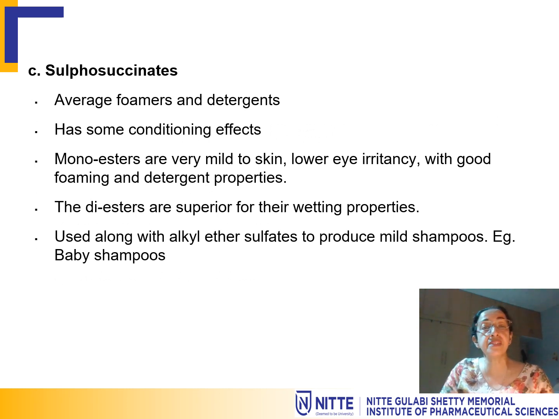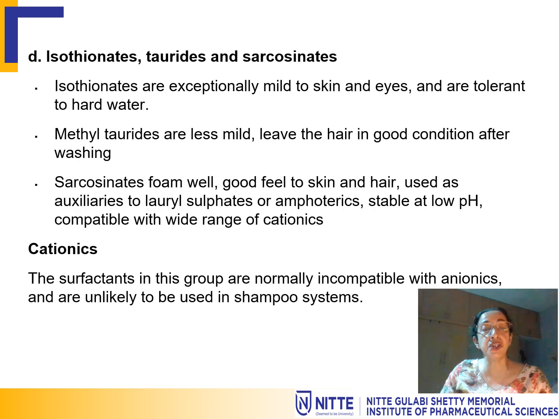Another class of anionics are the sulfosuccinates. These are considered to be average foamers and detergents when compared to the alkyl sulfates. They also have some conditioning effects and leave the hair in good condition. Among the most commonly used sulfosuccinates are the monoesters. They are known to be very mild to the skin. They are also less irritant to the eye, and they have moderate foaming and detergent properties. So they are generally used whenever alkyl ether sulfates are used as the primary surfactants, and they typically produce mild shampoos, and therefore they are useful in baby shampoos.